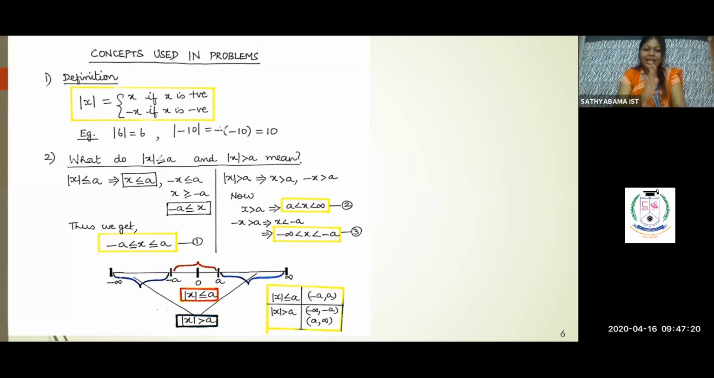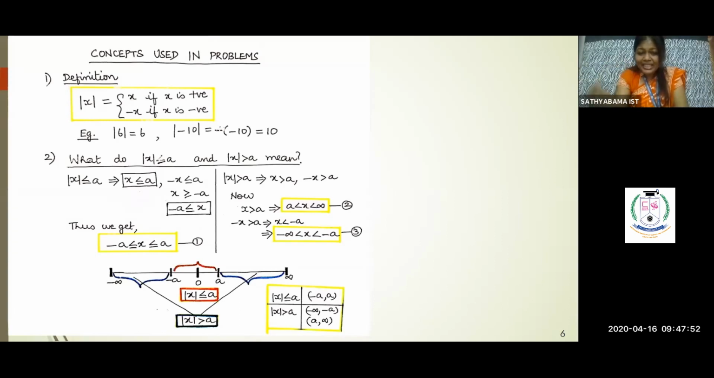All right. Now let's look at the right hand side. Let's look at what modulus of x greater than a means. Modulus of x greater than a means x is greater than a and minus x is greater than a. Now what does x greater than a mean? X greater than a means the full portion from a to infinity, isn't it? All values of x greater than a. So it means x lies between a to infinity. That's the second equation.